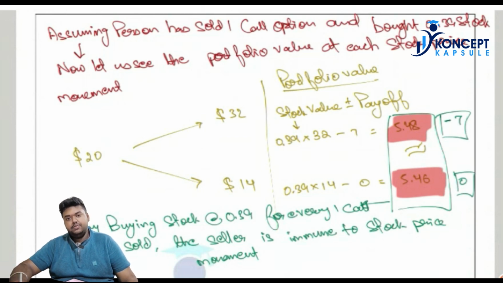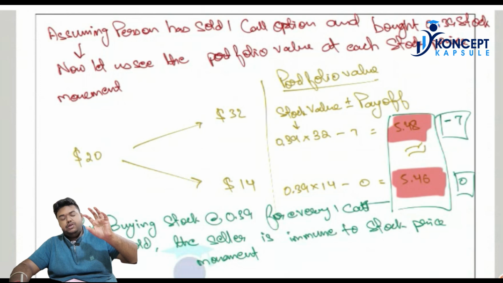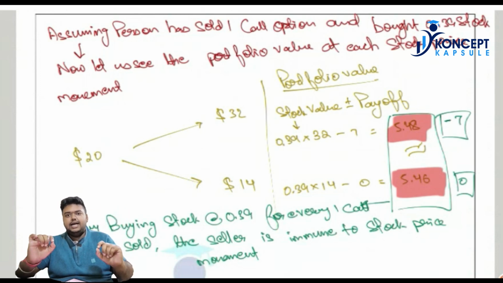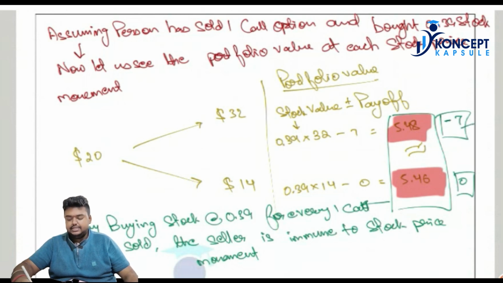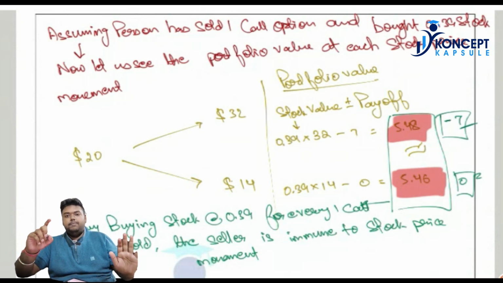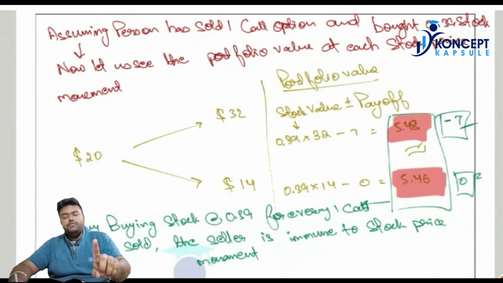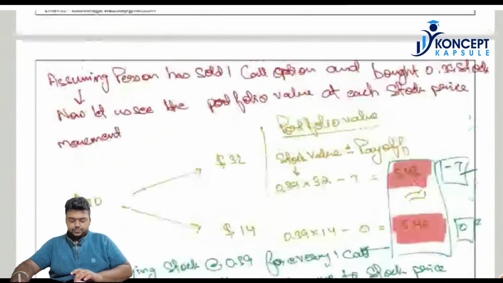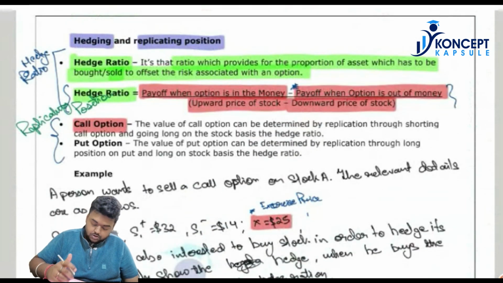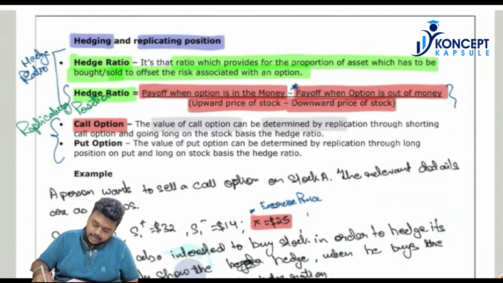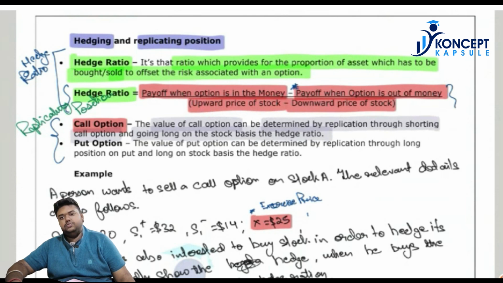Replicating position means that we will create a portfolio by selling the stock or by doing activities such that the payoff of that portfolio will be minus 7 and 0. It will be equivalent to the call being sold, but we will not sell the call, we will replicate the payoff. That is known as replicating positions. So a very small topic. For call options, it says that the value of the call option can be determined by replicating through shorting a call option and going long on the stock on the basis of the hedge ratio.